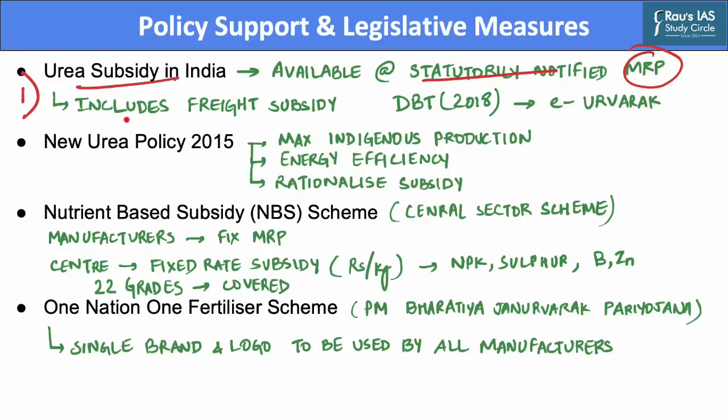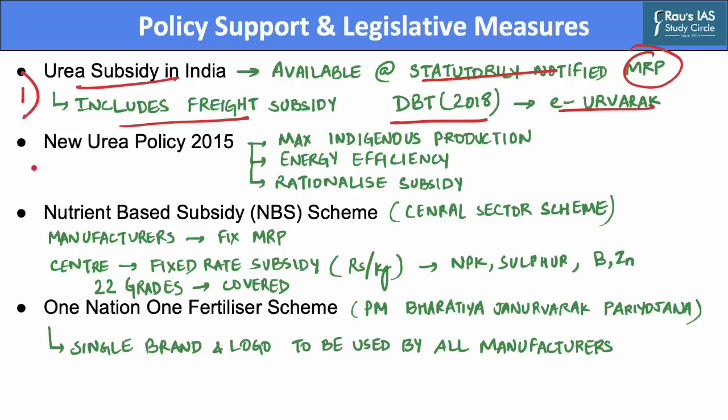The difference between the delivered cost of fertilizers at farm gate and the net market realization by the urea is given as a subsidy to urea manufacturers or importers by the Government of India. It also includes the freight subsidy for movement of urea across the country. In the year 2018, direct benefit transfer was introduced.